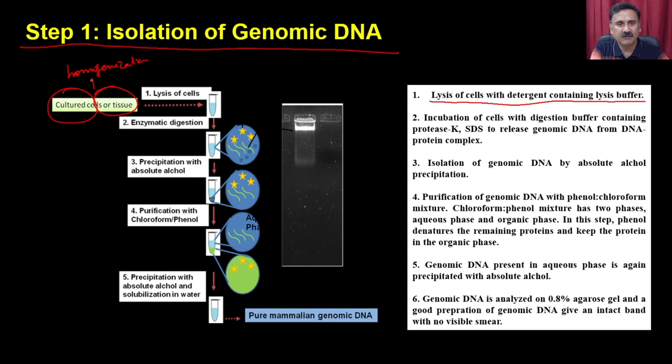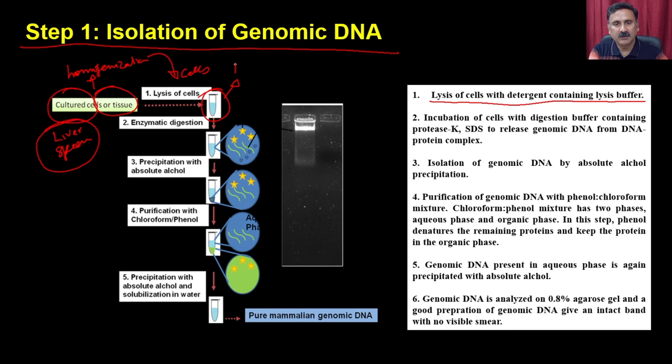If it is a tissue, for example liver or spleen, and you want to prepare the genomic library, first you are going to homogenize these tissues so that they give you a single cell suspension. Then this homogenized product or the single cells are incubated with the lysis buffer so that it lyses the cells. So you are going to get the lysate, and this lysate is going to contain three components.